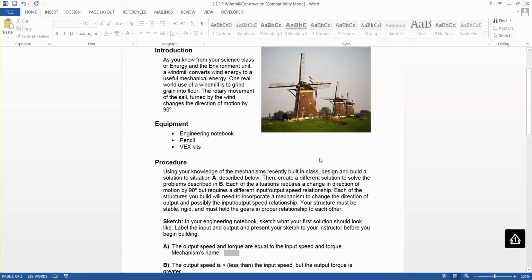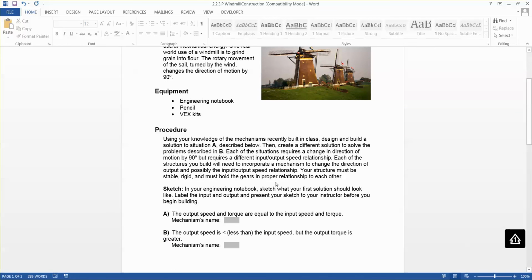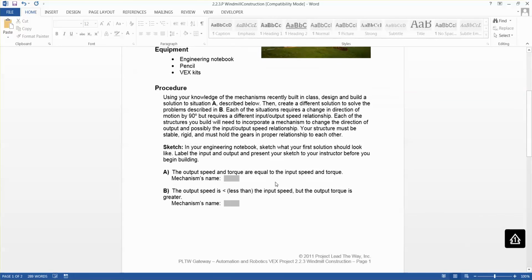So you'll have two separate windmill designs. In each of the solutions, notice that when you have a windmill, the wind is changing directions from a linear movement coming into the windmill, and it's being translated to a rotary motion, which is actually 90 degrees. So it's moving from here to this direction, which is a change of 90 degrees. And so you need to think about that in your design as well.